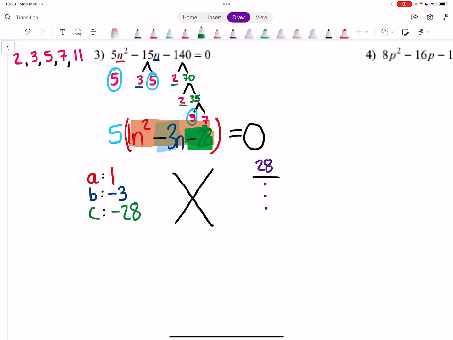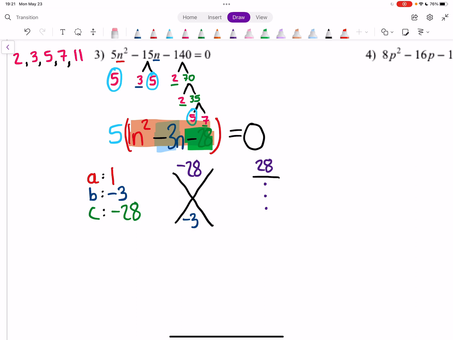Again, I'm going to do a times c in the top. Boom, that would be negative 28. And b in the bottom. That's negative 3. Now we're trying to find two numbers that multiply to get the top number and add to get the bottom number in my x problem.